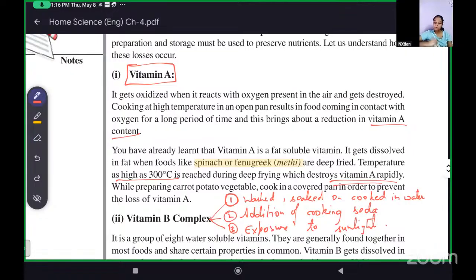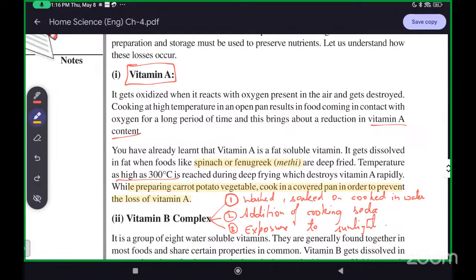Examples given here: we have carrot and potato and green vegetables such as spinach and fenugreek. So these are examples. We have to write the name of the vitamin, write the foods that are rich in this vitamin, and then write how in those foods this vitamin can be destroyed or decreased.